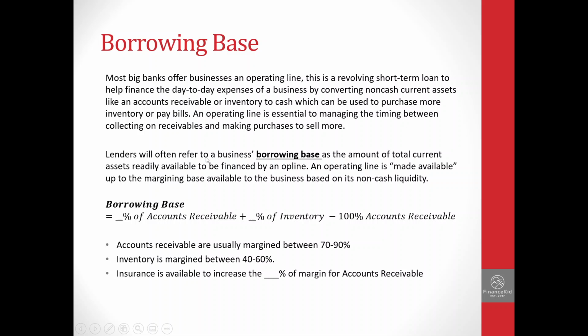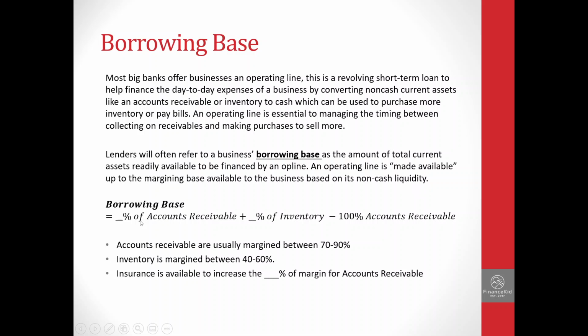So lenders will often refer to a business's borrowing base as the amount of the total current assets readily available to be financed by an op line. So the accounts receivable and the inventory are the borrowing base. That's what we mean when we say borrowing base. And so an operating line is made available up to the borrowing base available to the business based on this non-cash liquidity.